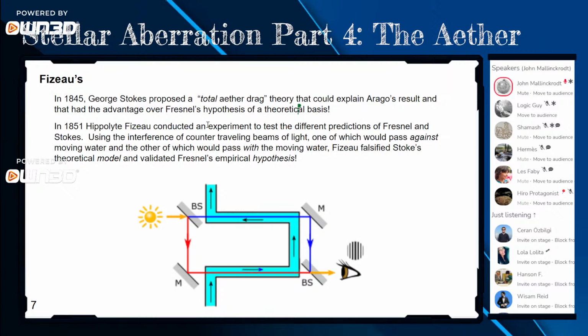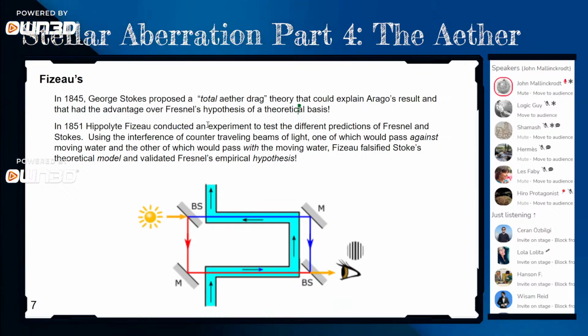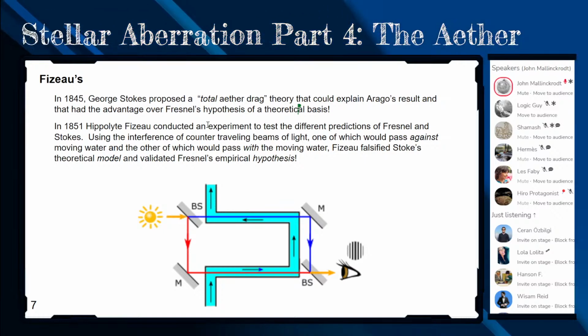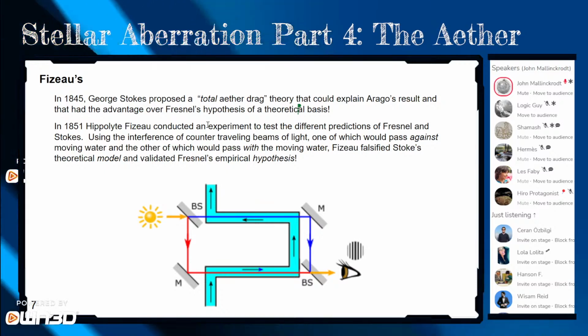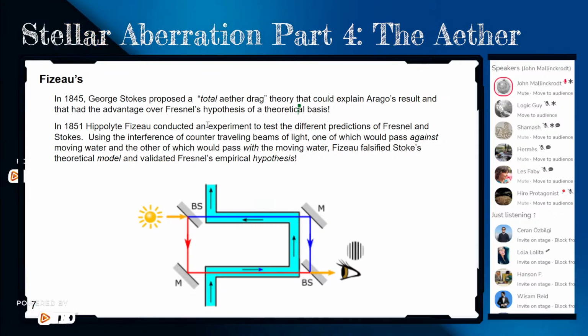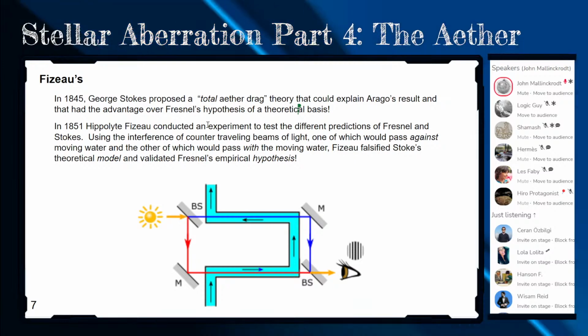I've left all the math off here, but the math is not complicated, and Fizeau did this experiment and ruled out Stokes's theoretical model and validated Fresnel's empirical hypothesis. So it was rather remarkable that Fresnel's hypothesis actually won the day with Fizeau's experiment, because Stokes had a lot more going for it. Stokes had a reason for his theory. Fresnel still didn't have a reason, and to this day doesn't have.